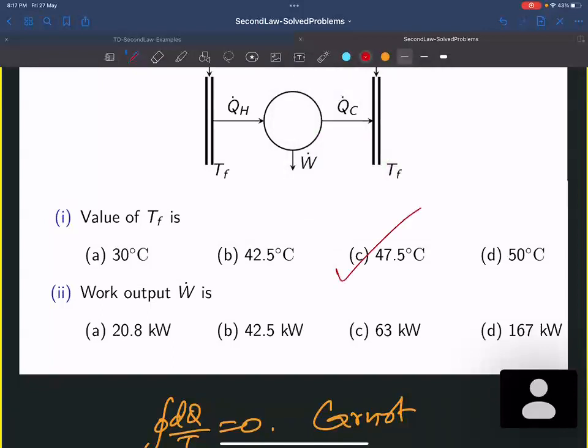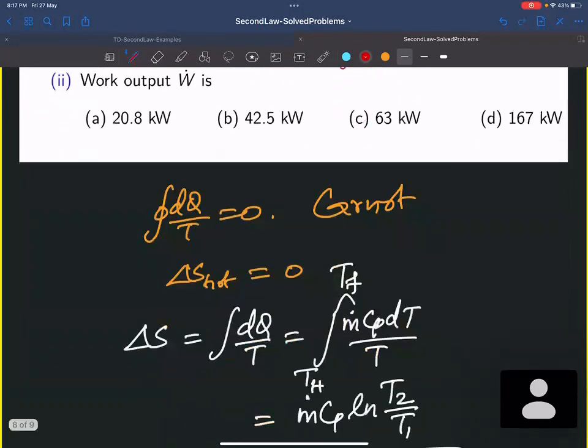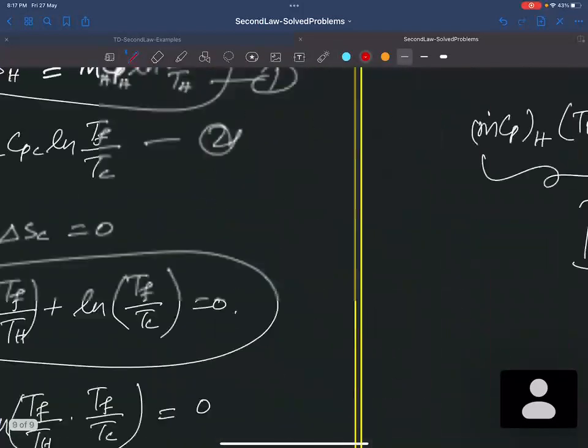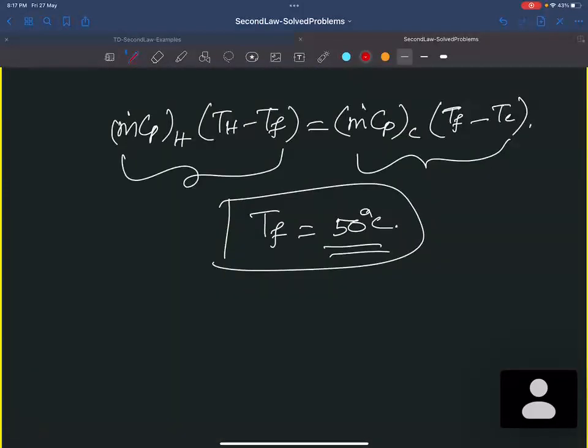Okay, the problem is not yet solved. We need to find the work output. To get the work output, we need to find the heat. We can do that simply. So how to do that? Find the work. I will use another pen. Another 5 minutes maximum. Sorry, we are going beyond the time.